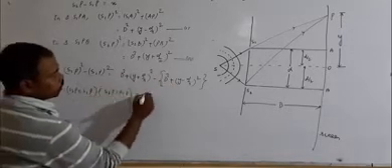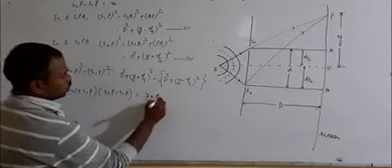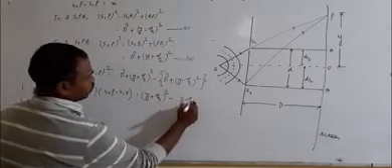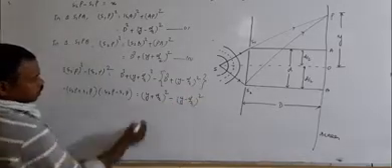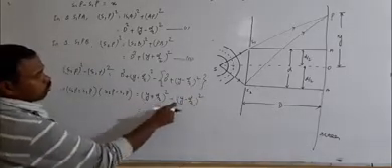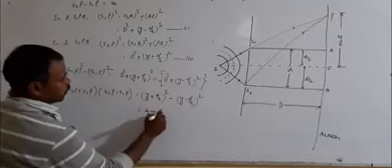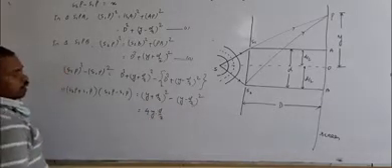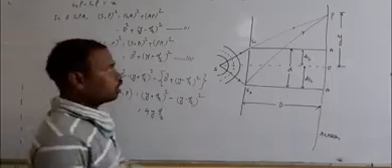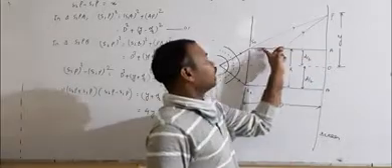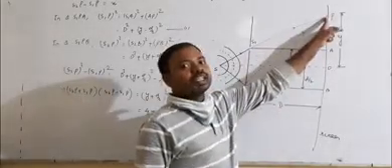Only remaining is (y plus d by 2) whole squared minus (y minus d by 2) whole squared. This is (a plus b) whole squared minus (a minus b) whole squared, which is 4ab, meaning 4y into d by 2.